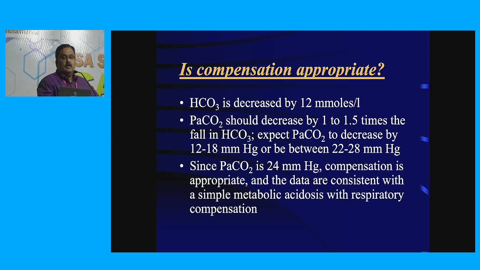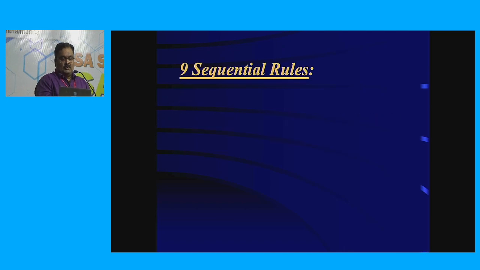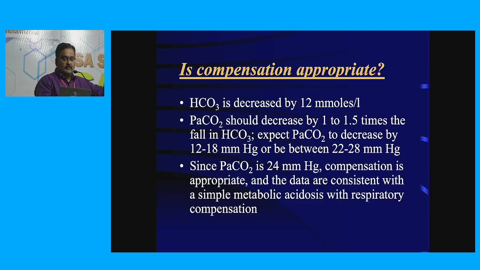How did you find out 1.5 into 12 plus 8? 1.5 means 3 into 12, 36 divided by 2, 18, 18 plus 8, 26. Okay, wonderful mathematics. So approximately it is correct. So this is a case of metabolic acidosis with appropriate compensation.